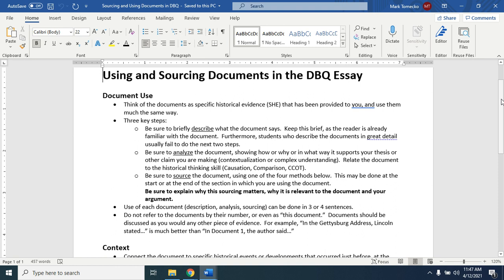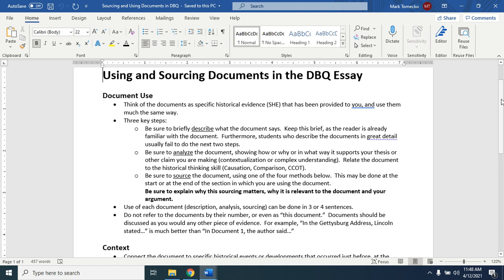But having said that, after or maybe before you've described the key idea in the document, you want to show how it's supporting your thesis. And this is where you should also be using that historical thinking skill. So if it's a causation essay, you're showing cause and effect relationships. Or comparison, you're showing how it's similar or different. This, of course, is a continuity and change essay. So maybe you're showing how it demonstrates a change in Americans' ideas about independence. That should be clear in your analysis.